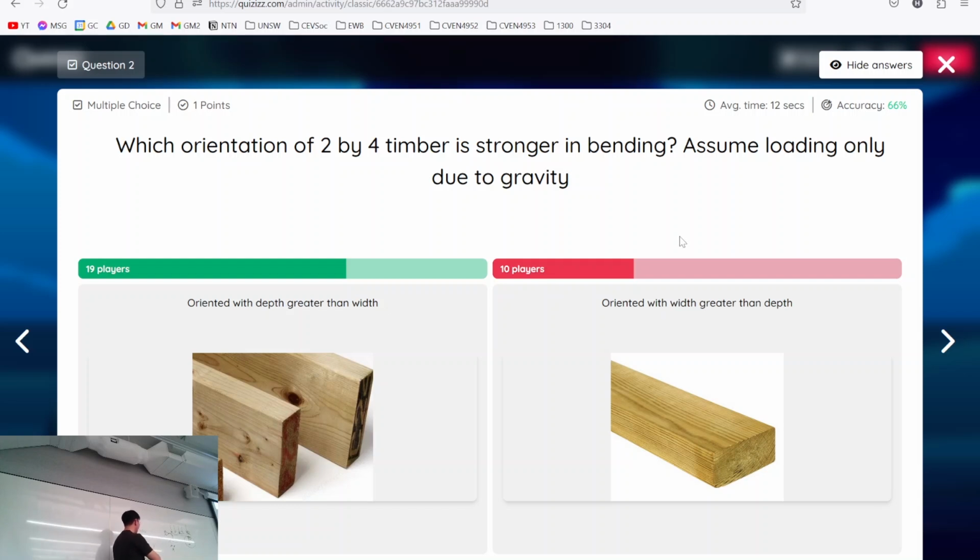Basically, this is its cross section. If you orientate it with the longer cross sectional dimension as the depth, it's going to have better resistance against bending than the other way around. Think about it in real life: if you jumped in the middle of a plank of wood bridging a gap, and the plank is oriented flat, it's probably going to break. But if you do it this way, it probably won't break.